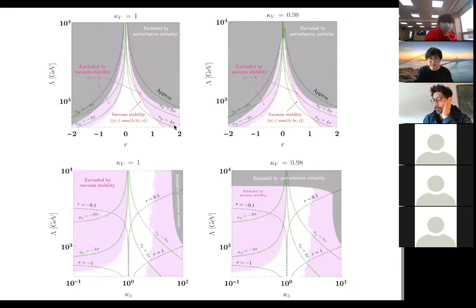I agree. Maybe this kind of region will be dangerous, where large quantum corrections appear. So we have to be careful about that. I totally agree with you. Okay.